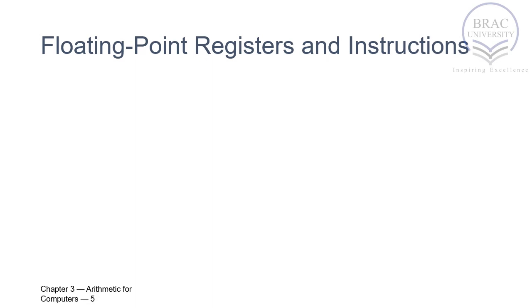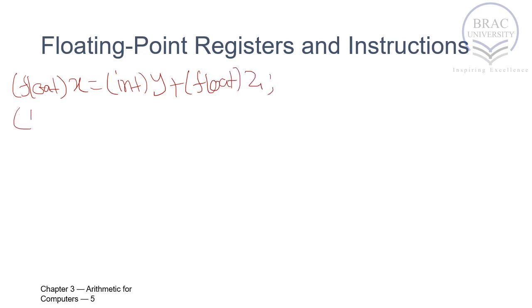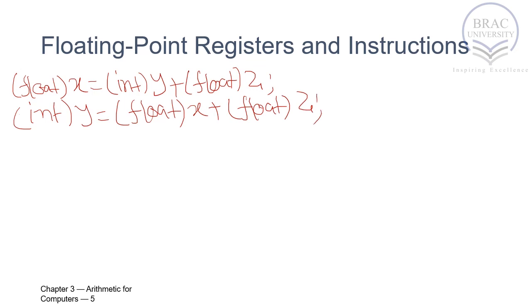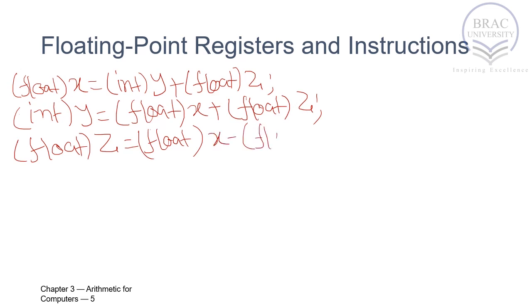So the first instruction is, let's say, float x equal to integer y, and then float z, then integer y equal to float of x and float of z, and then float of z is equal to float of x minus float of z. And register assignment.